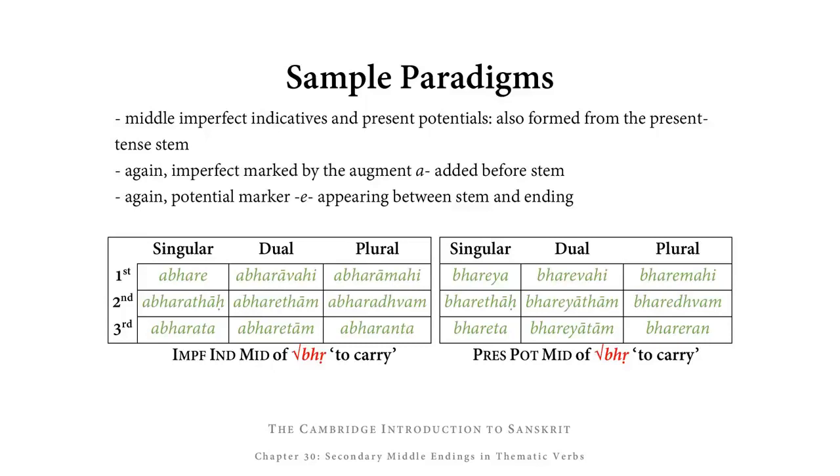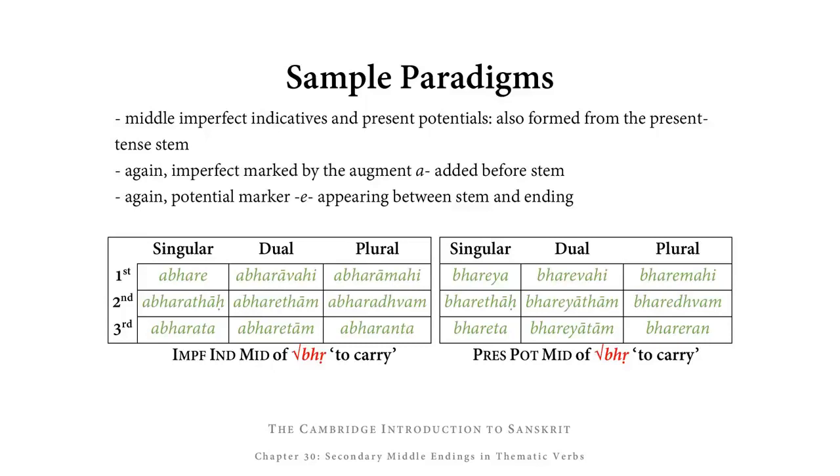Middle imperfect indicatives and present potentials are also formed from the present tense stem. Again, we see the imperfect being marked by the augment a that is added before the stem, and again we find the potential marker ī appearing at the end of the stem, so between stem and ending. So in the singular we get abhare, abharathāḥ, abharata. Abhare is abhara plus the ending e. Remember, a plus e together give you e.